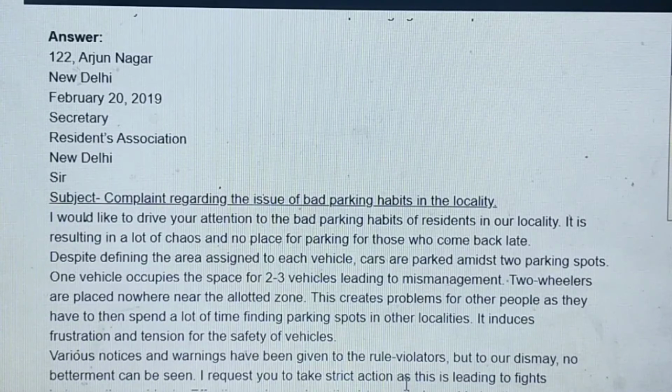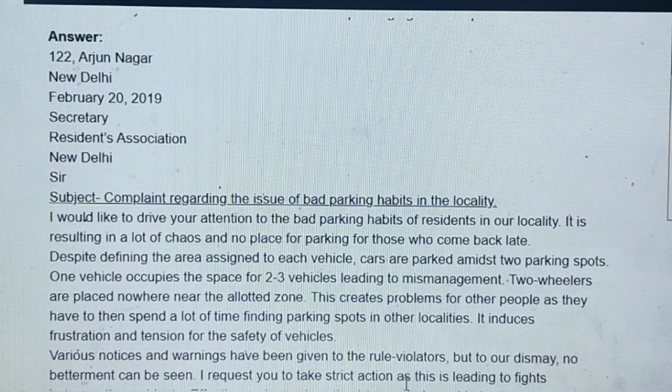Next we have a sample of a complaint letter. First we have the address, then "Sir," and the subject: complaint regarding the issue of bad parking habits in the locality. I would like to draw your attention to the bad parking habits of residents in our locality. It is resulting in a lot of chaos and no place for parking for those who come back late.